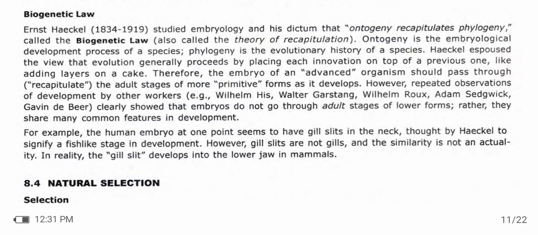For example, the human embryo at one point seems to have gill slits in the neck, thought by Haeckel to signify a fish-like stage in development. However, gill slits are not gills, and the similarity is not an actuality. In reality, the gill slits develop into a lower jaw in mammals.